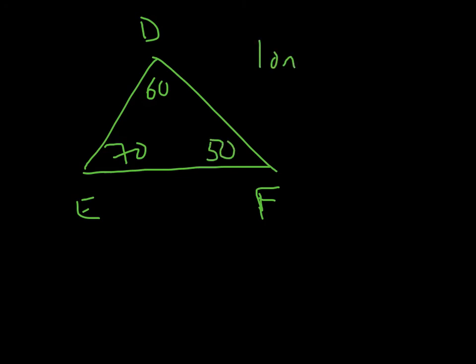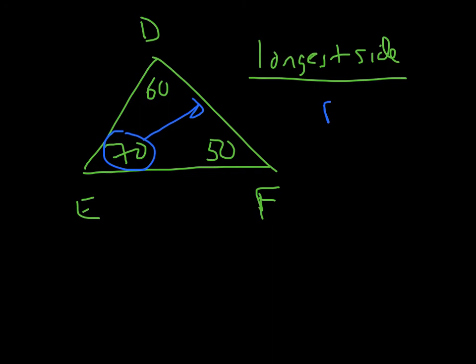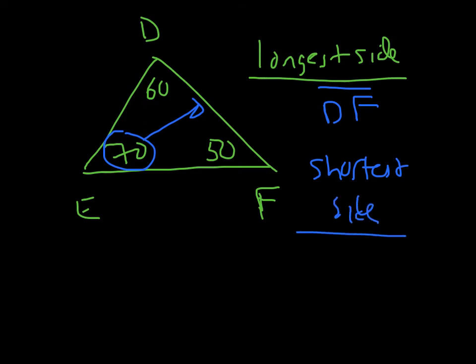So therefore the longest side is opposite the largest angle. So we look for the largest angle, which is 70 degrees. So the longest side is side DF, and the shortest side is going to be the one opposite the smallest angle. The smallest angle is 50, so therefore DE.